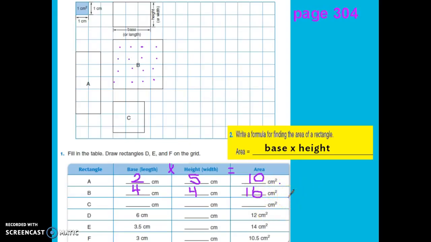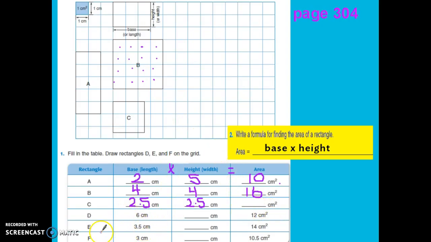This won't always be a strategy that works though. I know in earlier grades you were taught to count squares, but as 5th graders we're really going to focus on using this formula. So let's take a look at letter C. C is 1, 2, and this one only goes halfway across. So 1, 2 and a half, 2.5 centimeters for the base. And my height, I'm going to start up here so I can get my whole units first. So I have 1, 2, and again that half, so 2.5. And so I would multiply 2.5 times 2.5, and I would get my area.